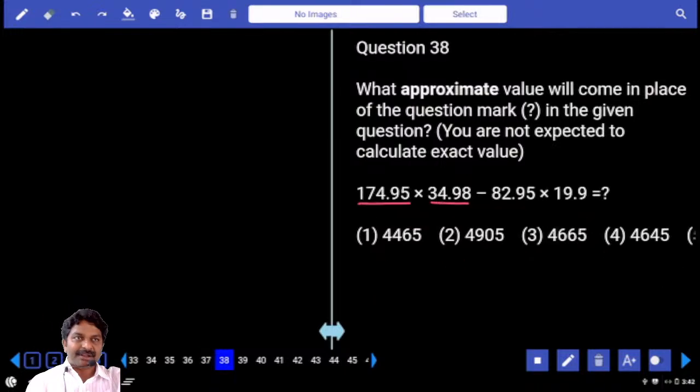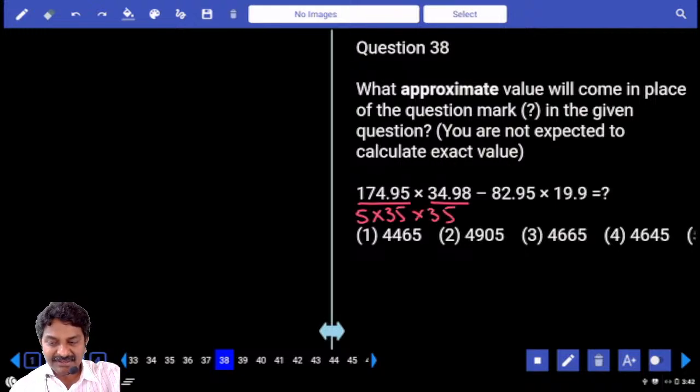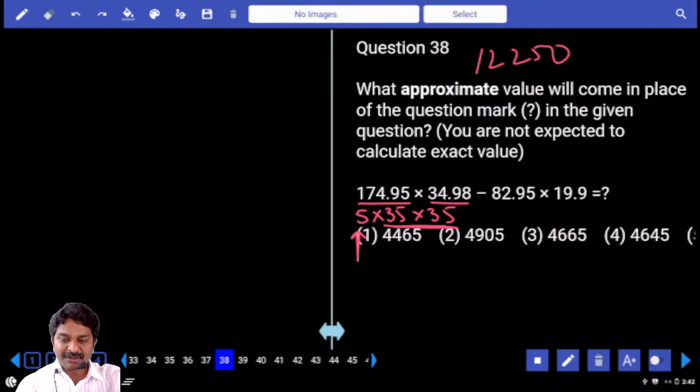175 into 35. Can we write 175 as 5 times 35? Into 35 is there. That means 35 square, 1225. Again 5 times you have to take. 1225, 5 times in the sense 10 times and then half only. 1225, 10 times, half of this number is 6125.